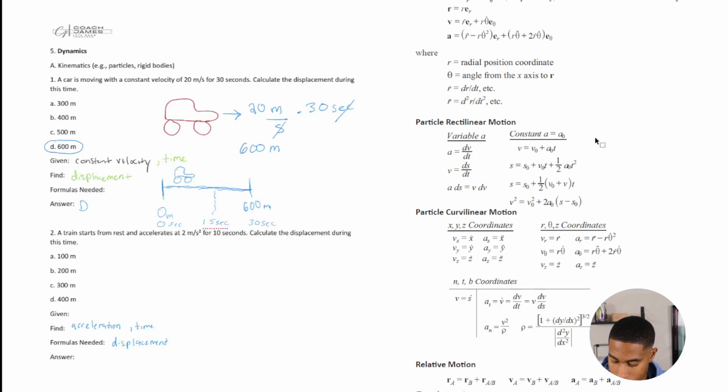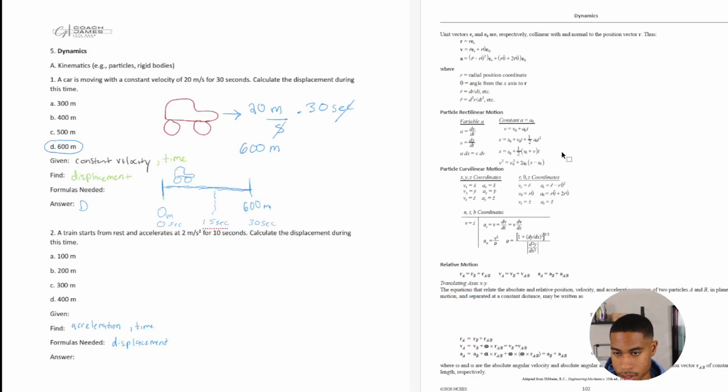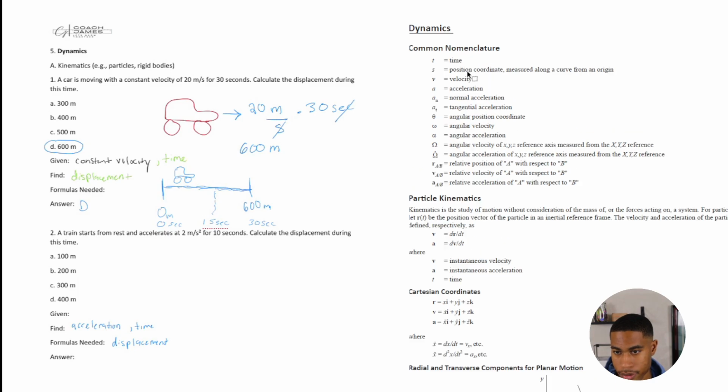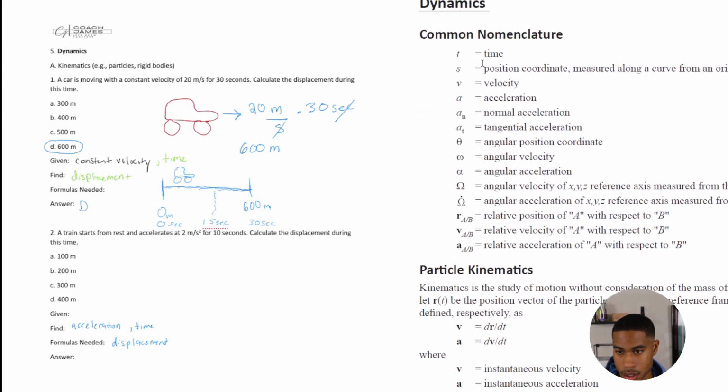So if you're not familiar with the symbols on the exam, the first place to look is here. So S stands for a position coordinate. Like S0 would be the initial position, and regular S is the final position. Same as for T. If there's a T sub F, that would be the final time, and then T sub 0 is the initial time.